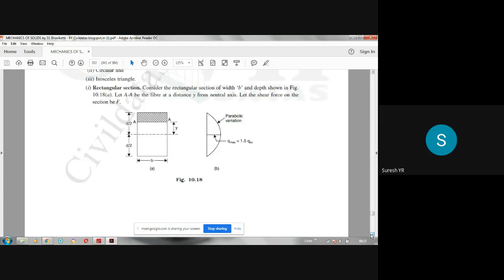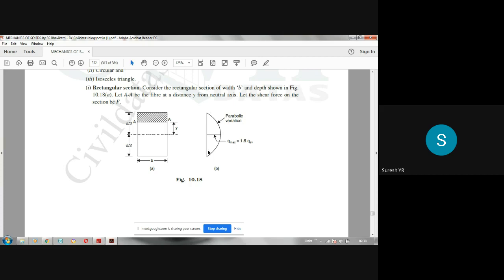And for rectangular section, we have proved that maximum shear stress occurs at the neutral axis and it is equal to 1.5 times the average shear stress. And the variation of shear stress with respect to distance from neutral axis, that is y, is parabolic. So it contains y square term. That is why it is parabolic like this. It is zero at the extreme fibers.